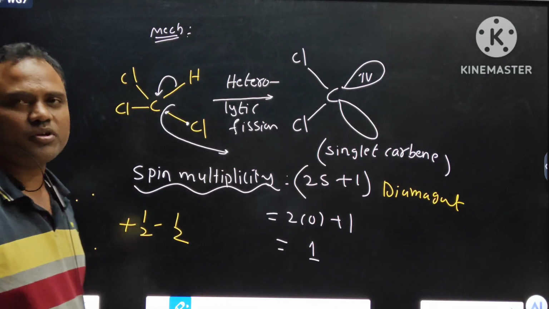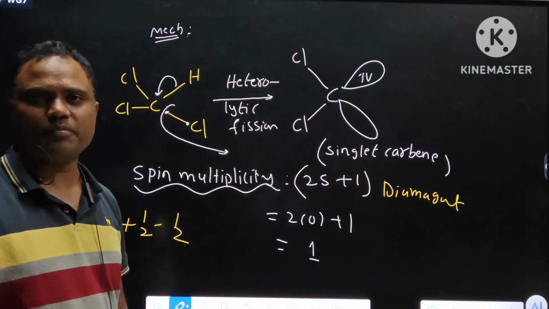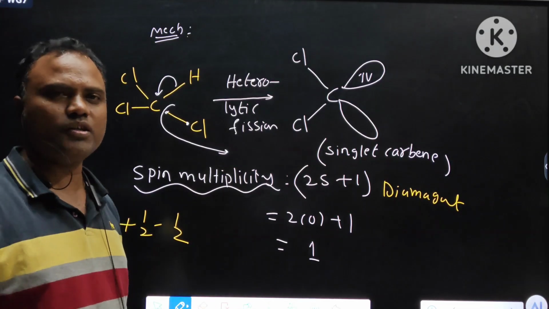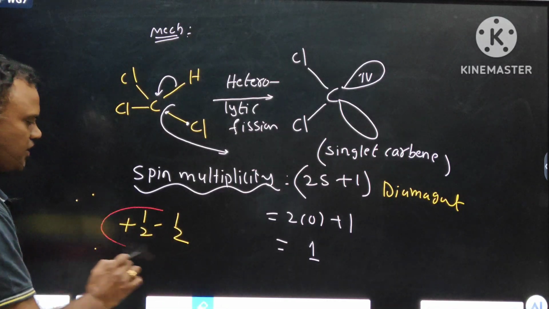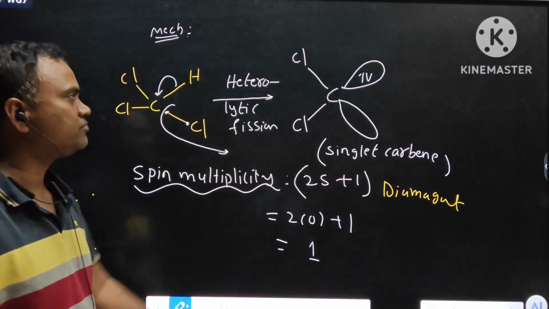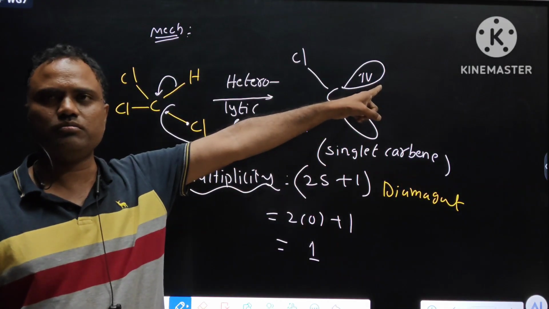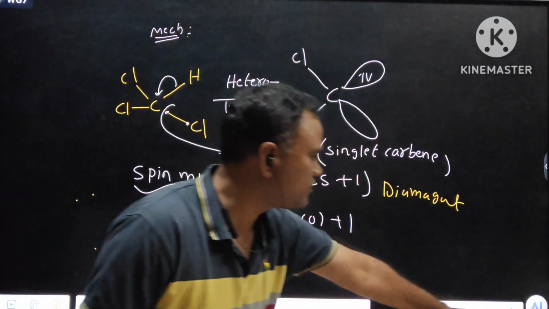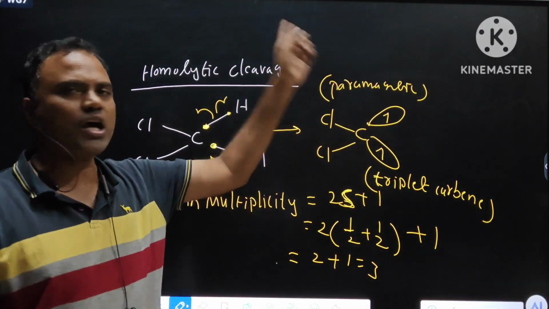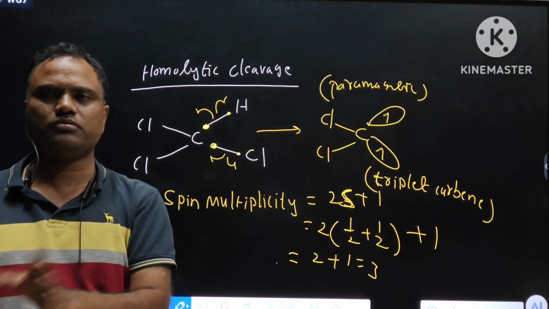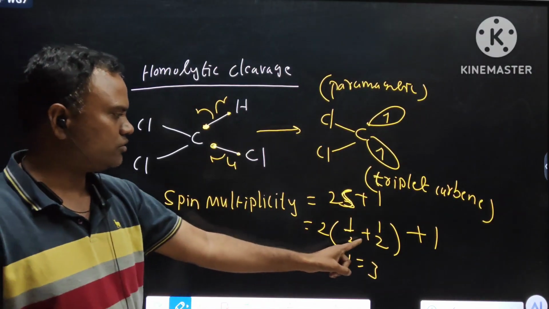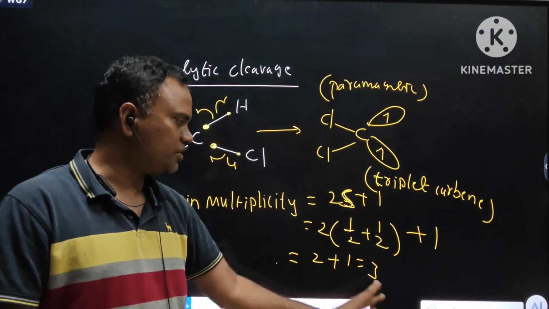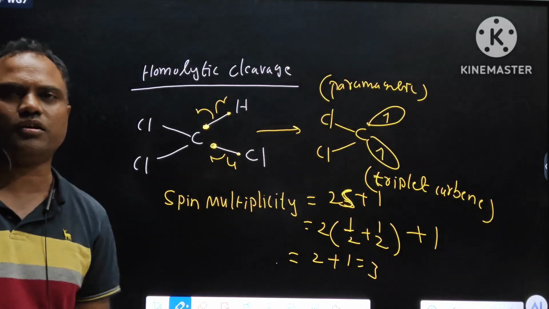Actually, the paramagnetic property is like a color property; the condition is single electrons only. That's why here we take the values. 1/2 minus 1/2 is 0. Here both are clockwise, 1/2 plus 1/2, so 1. So 2 into 1, plus 1, so 3. Triplet carbon and singlet carbon.